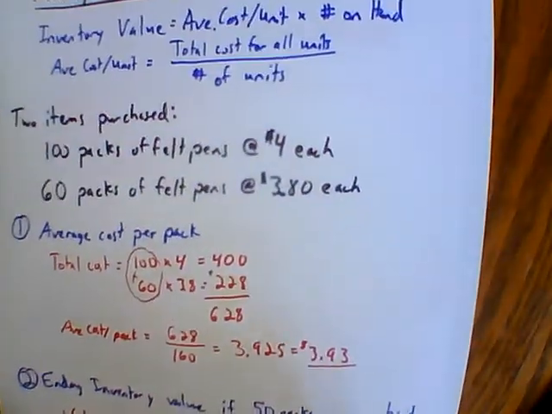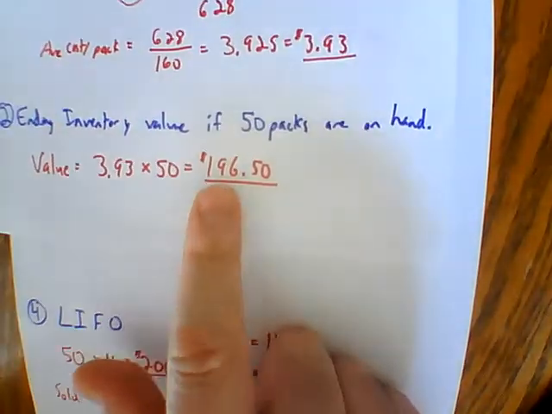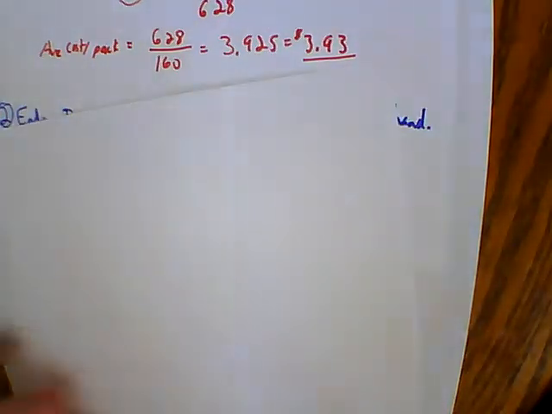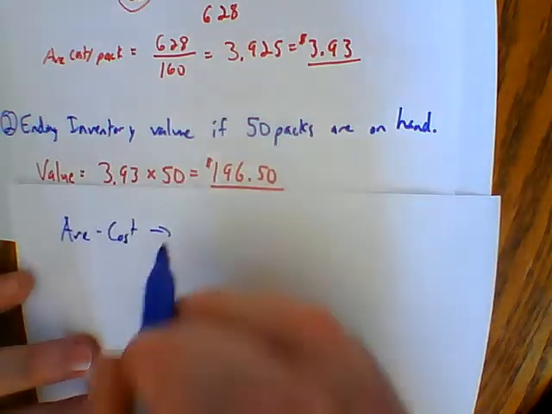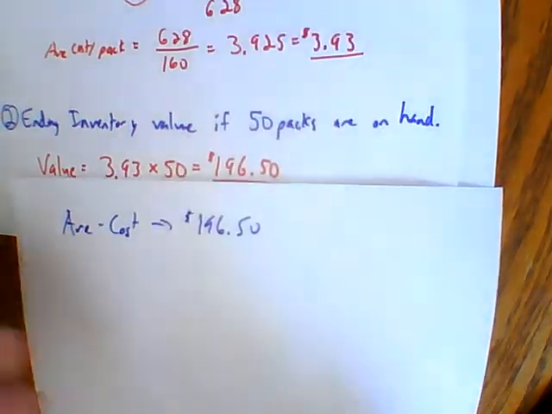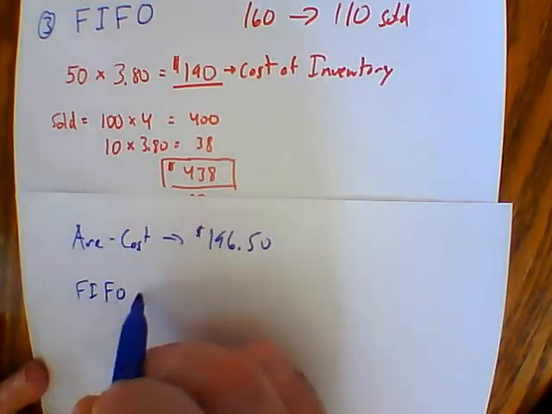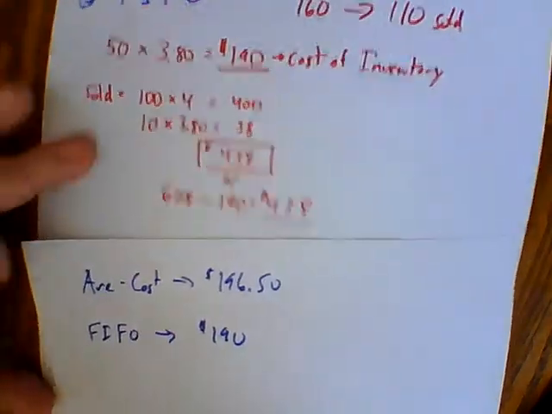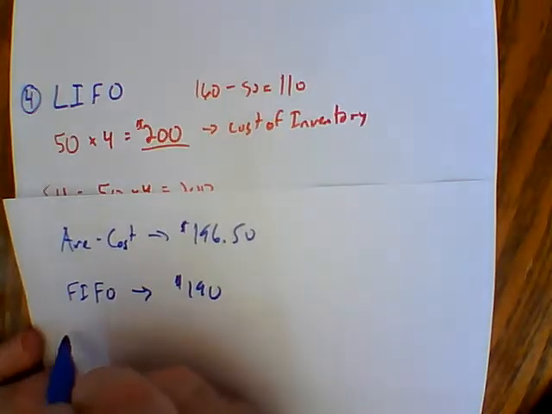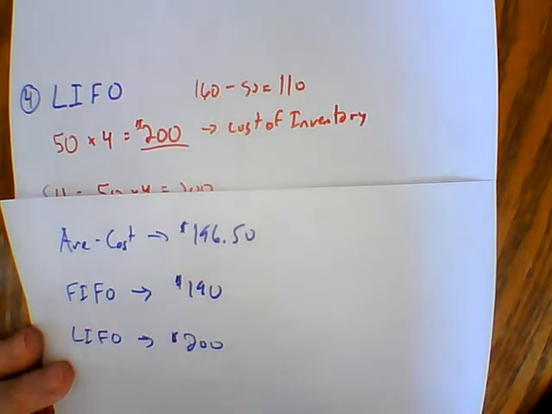Just a quick recap here. If we look at our average cost method, notice we had $196.50. If we look at our FIFO method, we had $190. And then if we look at our LIFO, last in, first out, compared to first in, first out, we had $200 left in inventory.